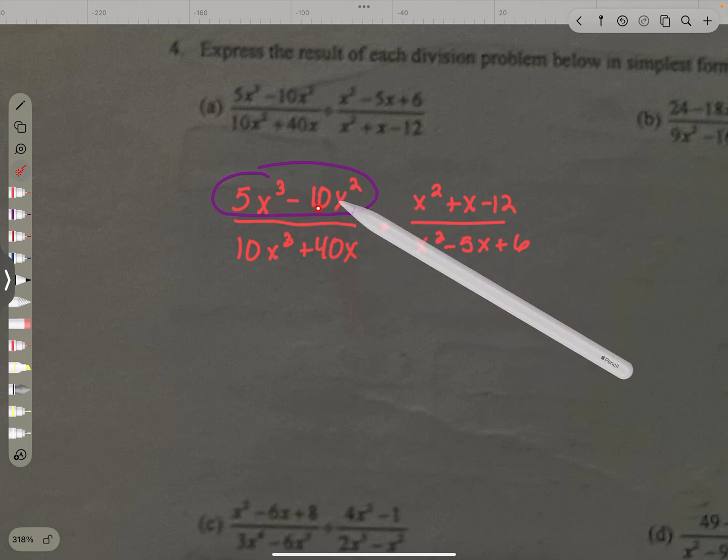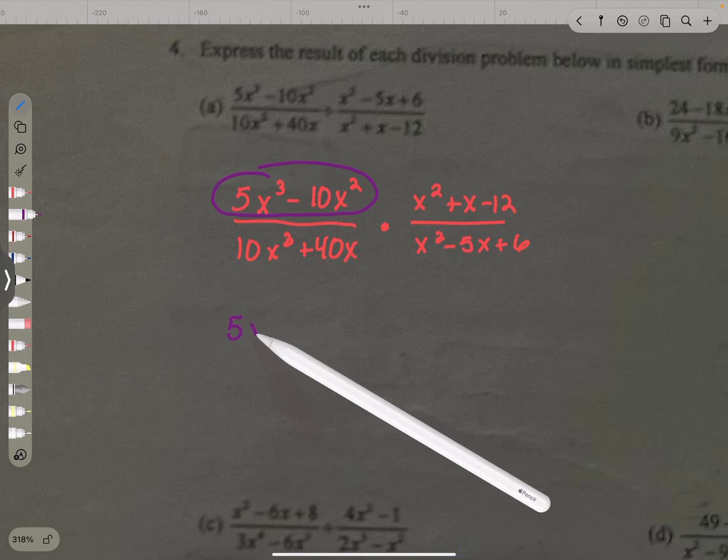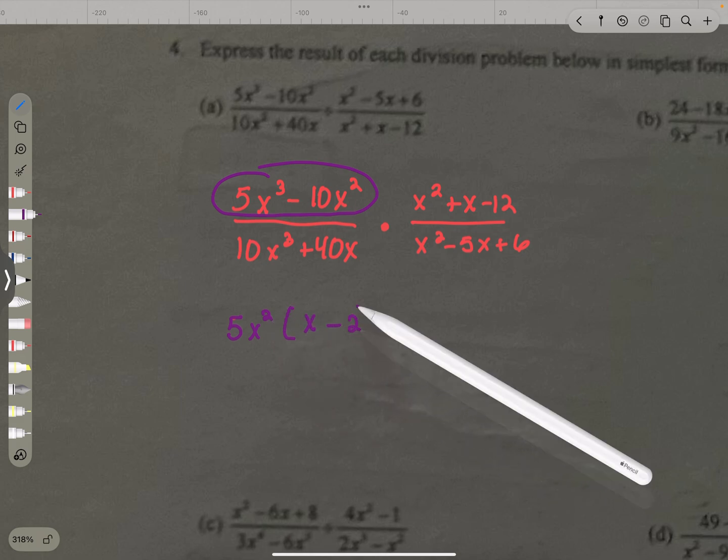I can only take out the lowest number. If I pull out a 5, let's do it in purple, I pull out an x squared, which leaves me with a single x minus 2. Cool. All right, next one.